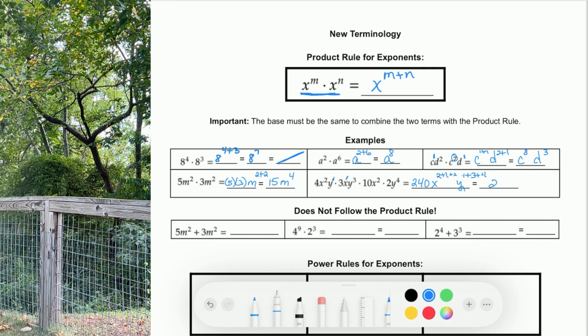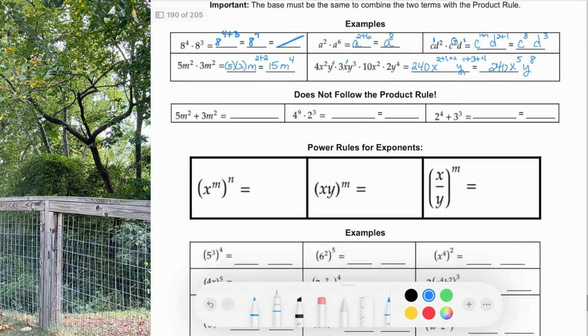Now we're just going to simplify those and actually add them. So I end up with 240 again. My x is going to be, let's see, 2 plus 1 is 3, plus 2 is 5. My y is 1 plus 3 is 4, plus 4 is 8. And that's our answer. We can't go any further.